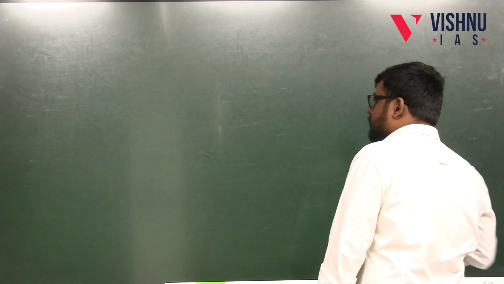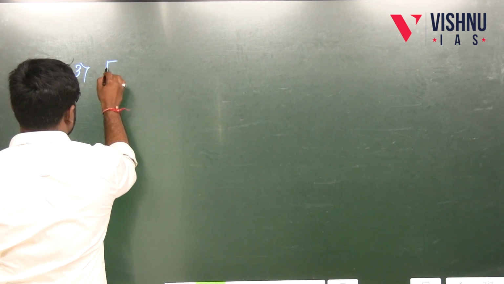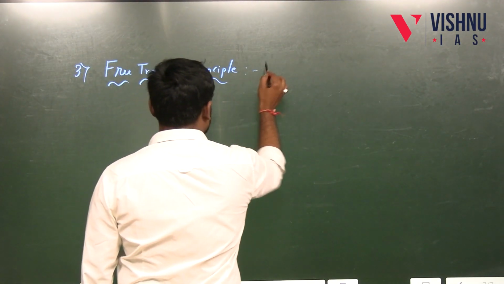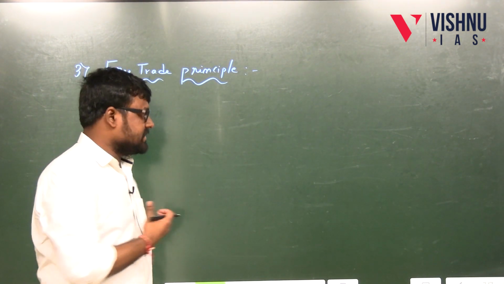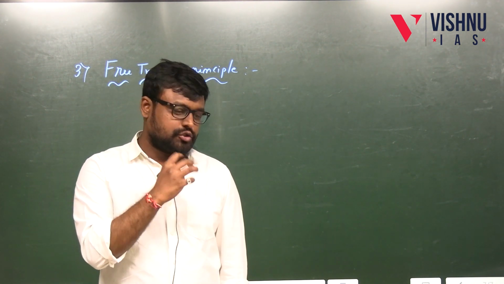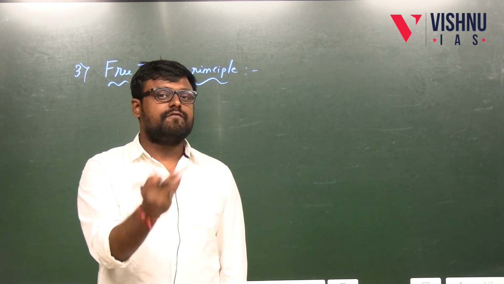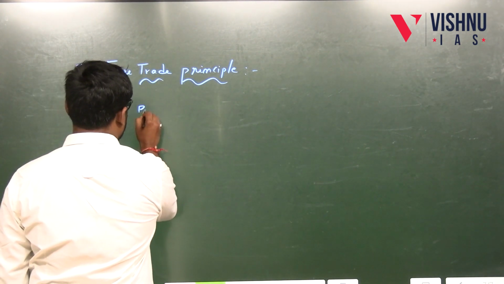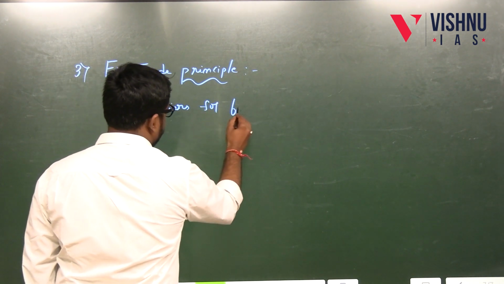Now, we will look at the free trade principle of WTO. So, free trade principle of WTO. What is the meaning of this? See, it says that all the WTO member countries should reduce and ultimately make zero the barriers for free trade. So, what are the barriers for free trade?